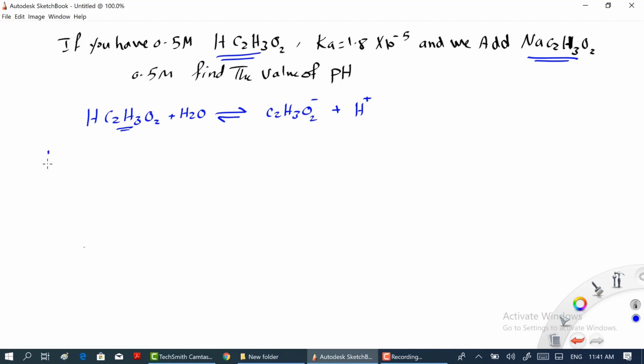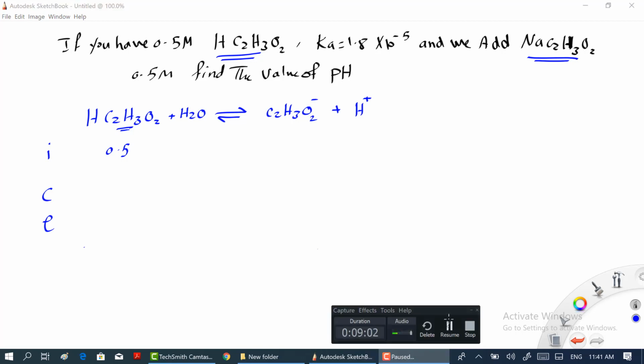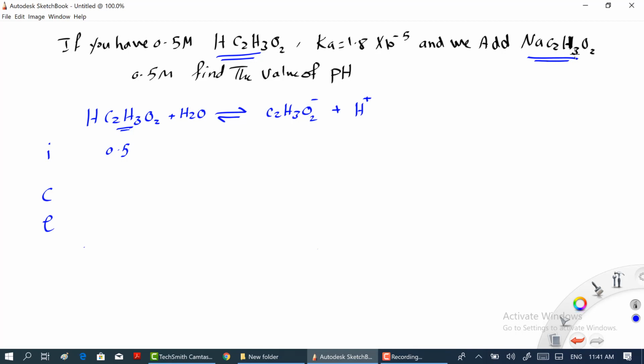By ICE, we start with the initial concentration of H3O+ as 0.5, and it is not considered. According to adding the buffer, it has an initial concentration, since it will be dissociated into C2H3O2 negative and Na positive, so it has an initial concentration of 0.5, but the hydronium ion concentration equals 0.